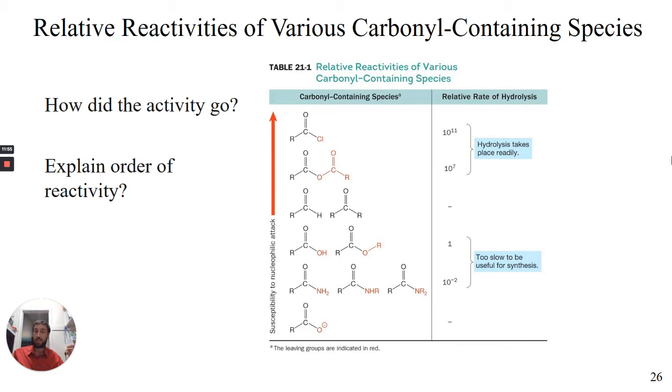The anhydrides, 10 to the 7th. The ester or the acid is at a rate of 1. Okay? 1 meaning it's an equilibrium. The product is not more or less stable than the starting material. So that's pretty incredibly slow. If we look at the chloride and the anhydride, those are incredibly fast.